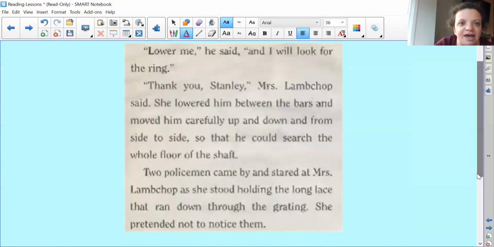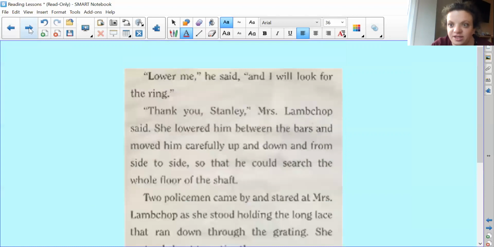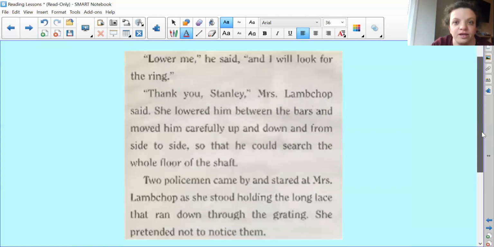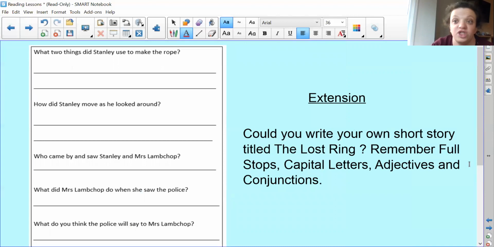What I'm going to do is I'm going to go back onto the other screen, so you can pause and you can read if you need to. And then I'm going to go back onto this screen, and if you need to pause, you can do that as well. Okay, fantastic. Right, now we are ready to move on to today's questions, which again, you can pause to help you with. So our questions today are, what two things did Stanley use to make the rope? How did Stanley move as he looked around?